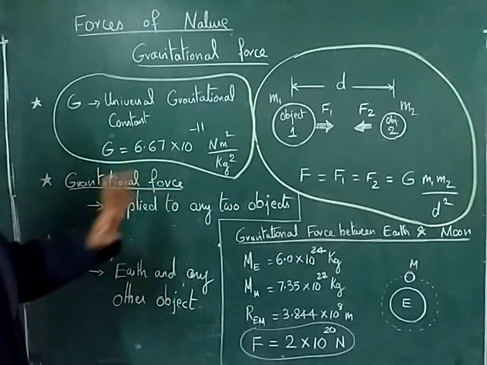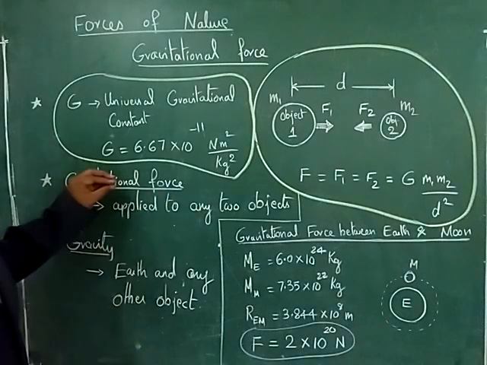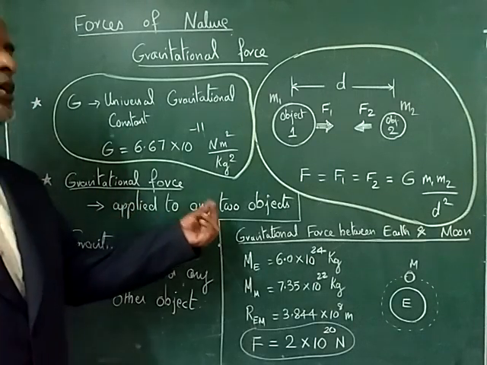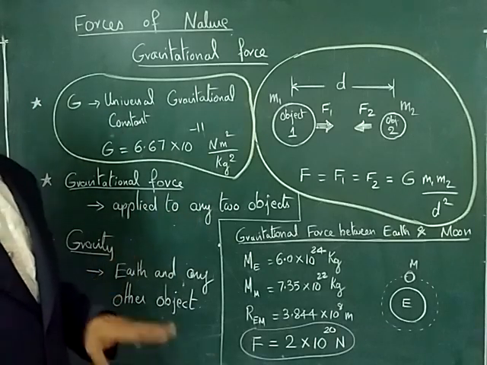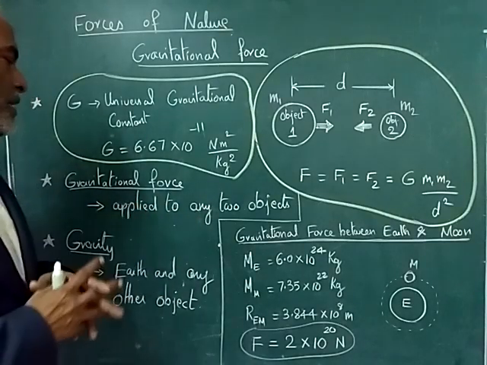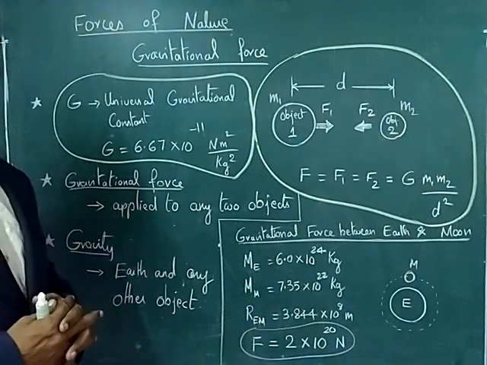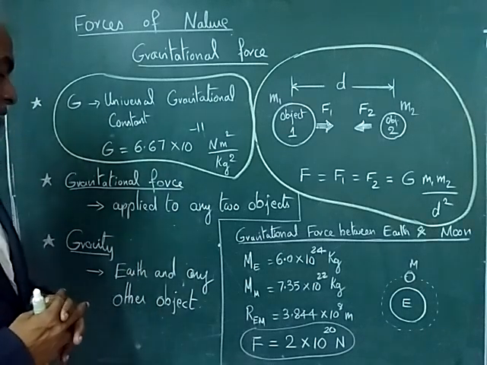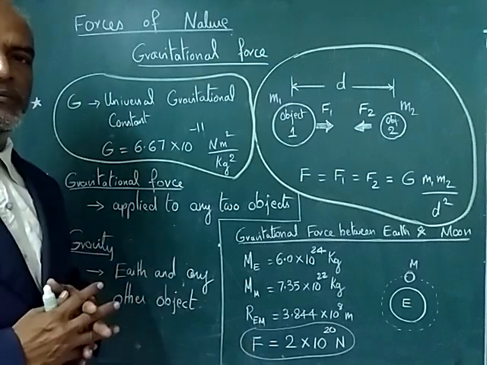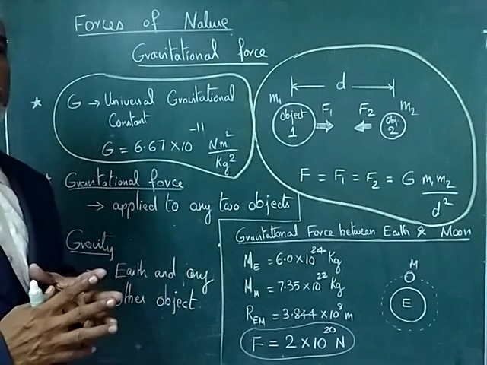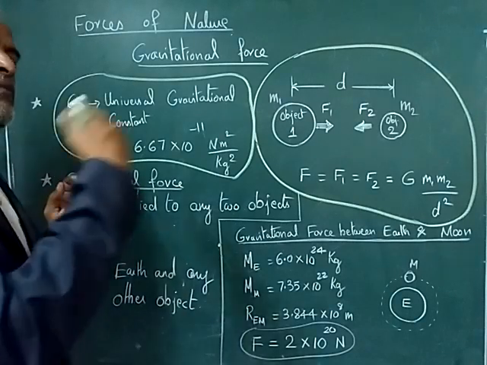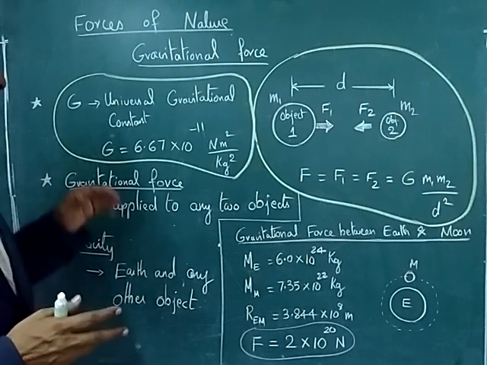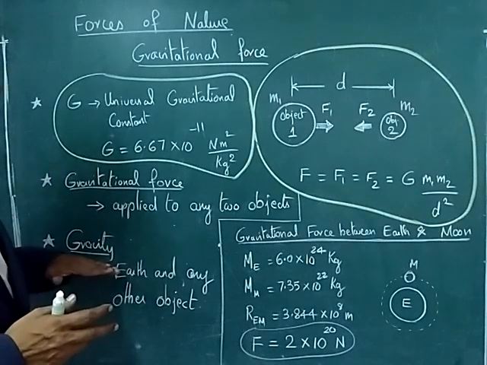Now we have two terms: one is gravitational force, another one is gravity. What's the difference between these two things? Gravitational force applies to any two objects, so this is a general case. If you have any two objects, you can call it gravitational force. Whereas if we say gravity, it means one of the objects is earth and the other is any other object. In that case we say gravity.